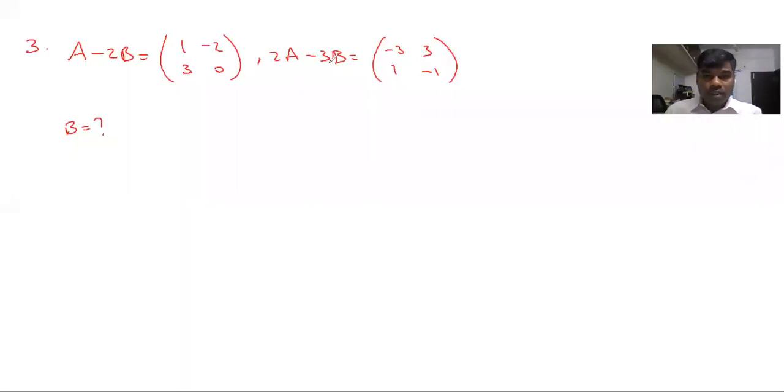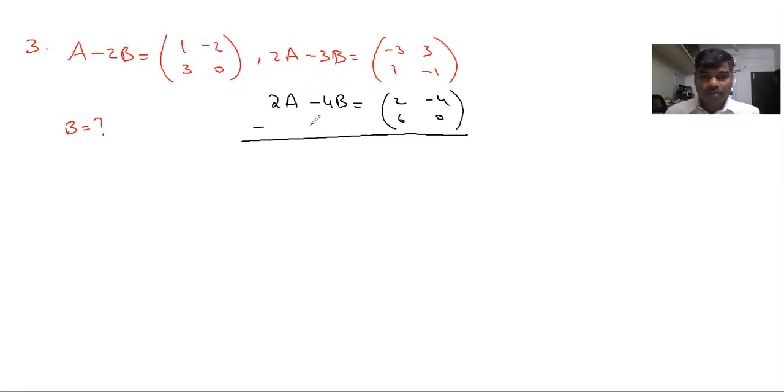See, when the question asked is B, you need to eliminate A. So to eliminate A, what you can do is multiply this equation with 2. So this becomes 2A minus 4B equal to 2 minus 4, 6, 0. And subtract one from another.